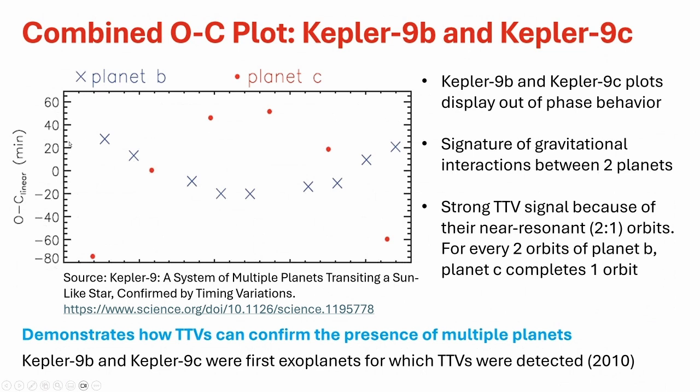The observed minus calculated has a very big difference. It goes from about 25 to minus 25 for planet B, and from about 60 to minus 80 for planet C. This strong signal is because of their near-resonance orbits, which means for every two orbits planet B makes, planet C completes one orbit. This really demonstrates how looking at the observed minus calculated plots, also called transit timing variations, can confirm the presence of multiple planets. Actually, Kepler-9b and c were the first exoplanets for which TTVs were detected, in 2010.